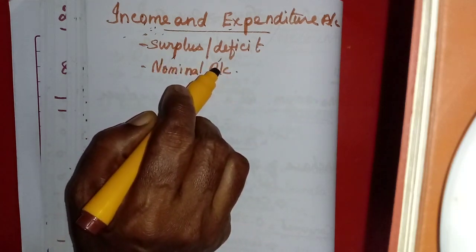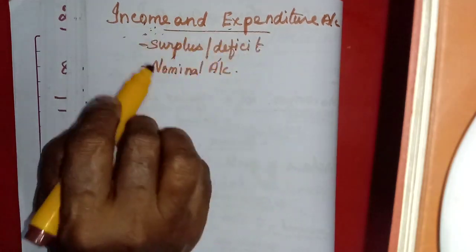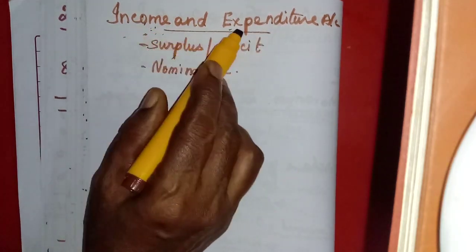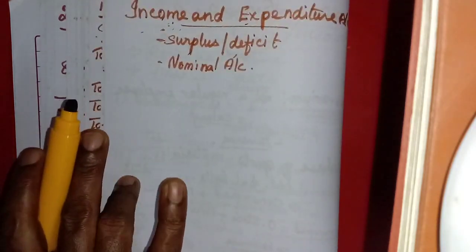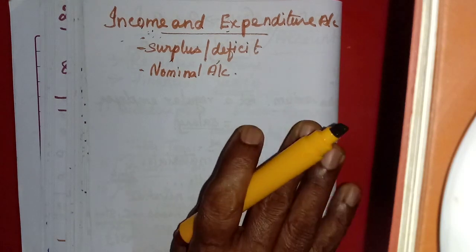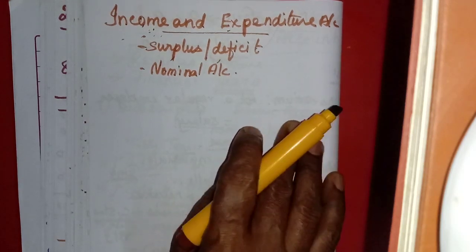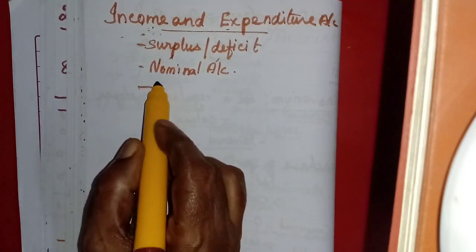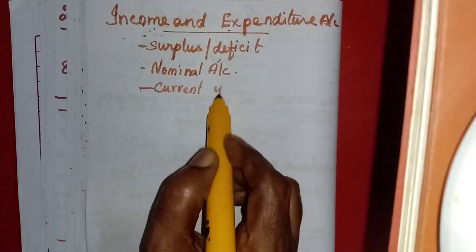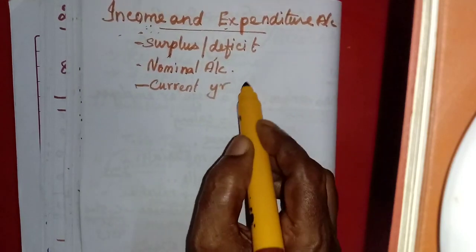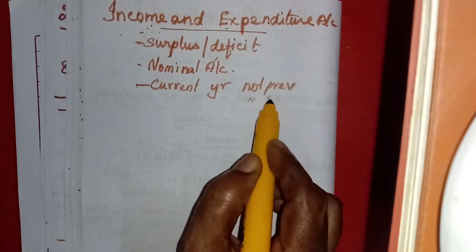Debit the expenses and losses, credit the income and gains. In the same way, we should debit all expenses and losses on this debit side, and here credit income and gains. Then here only the current year's income and expenditure should be entered, not the previous year, not the subsequent year.